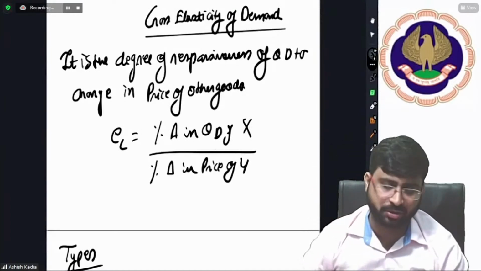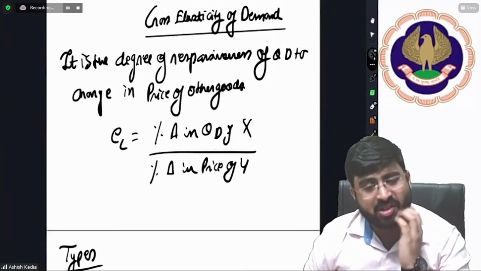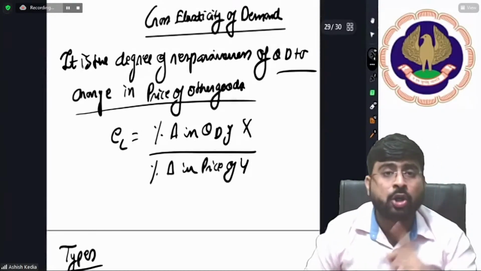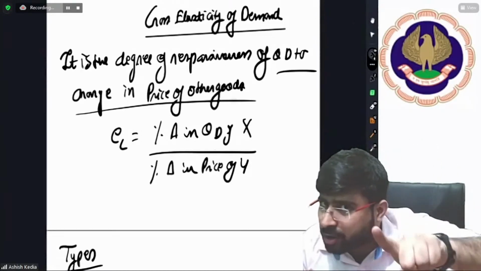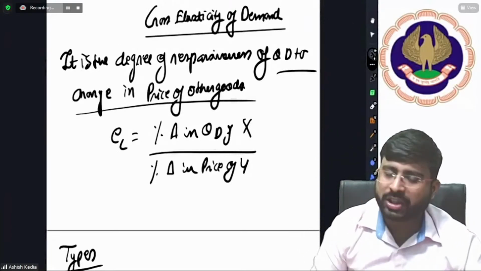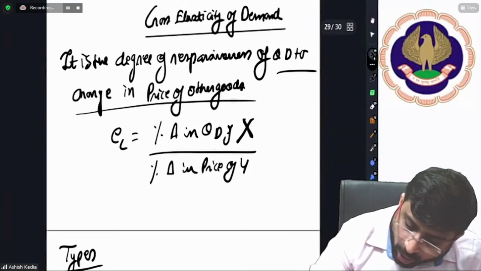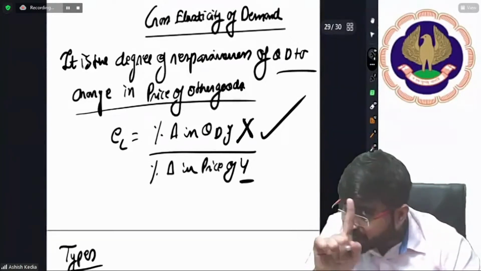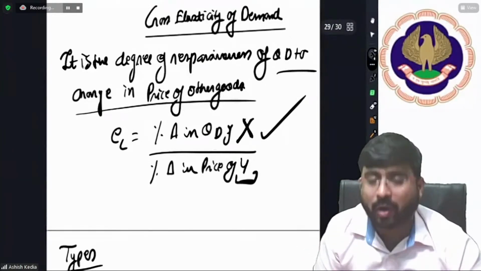What is cross elasticity of demand? Cross elasticity of demand, my dear friends, is the responsiveness of quantity demanded to a change in the price of not the own commodity, but another commodity. Here is the formula: percentage change in quantity demanded of commodity X divided by percentage change in price of not commodity X, but commodity Y.